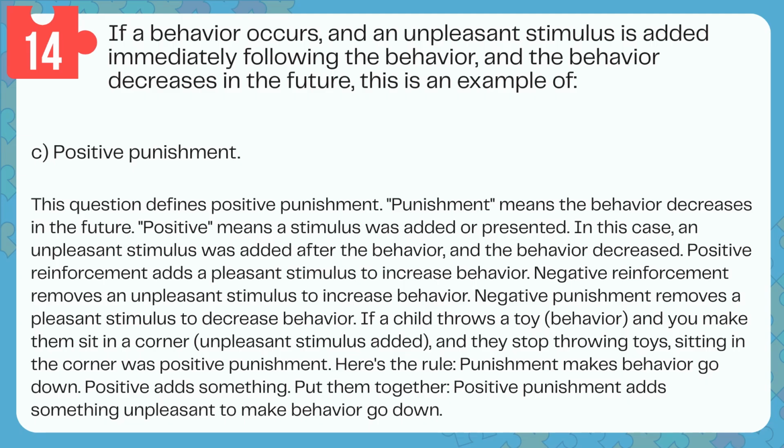If a child throws a toy, behavior, and you make them sit in a corner, unpleasant stimulus added, and they stop throwing toys, sitting in the corner was positive punishment. Here's the rule: punishment makes behavior go down. Positive adds something. Put them together: positive punishment adds something unpleasant to make behavior go down.